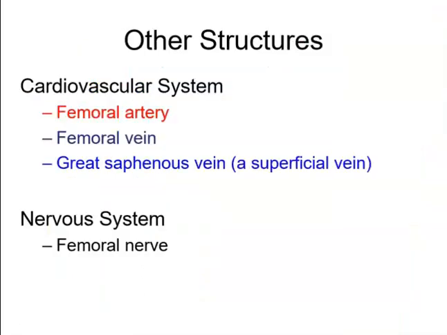Other structures that we have to take into consideration for the anterior thigh, we will see the femoral artery, the femoral vein, and this large vein that goes along the entire length of the lower limb. This is the great saphenous vein. It's a superficial vein that in most cadaver specimens of the lower limb, you will see go from the proximal portion of the lower limb all the way down to the distal portion of the lower limb. So it traverses the whole entire lower limb. And the nerve that we are most concerned about is the femoral nerve.